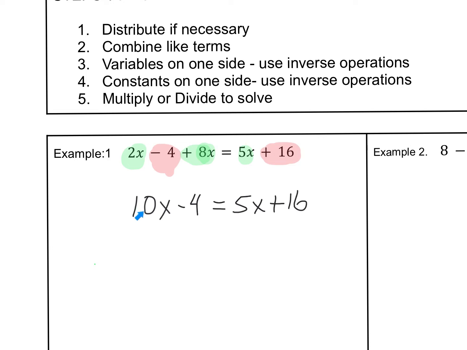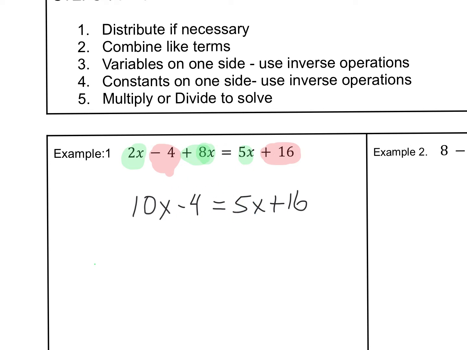Okay. So what I've done is I've combined the like terms on the left side, so I have just the variable 10x and a 5x on the right side. Now our next step is we're going to get the variables on one side using inverse operations. So if I have this 10x over here and this 5x, I need to get these together. I'm going to bring the x's over on the left.